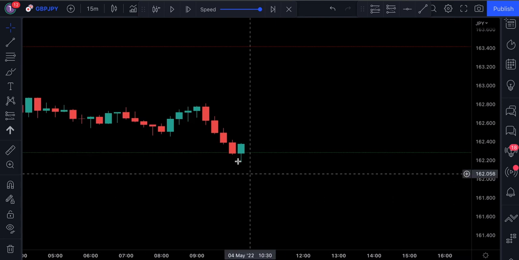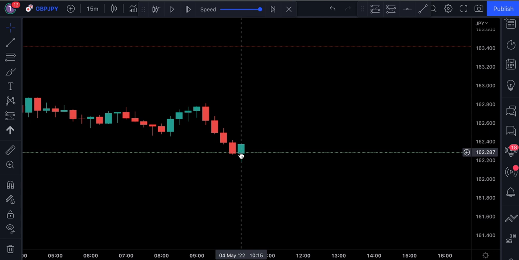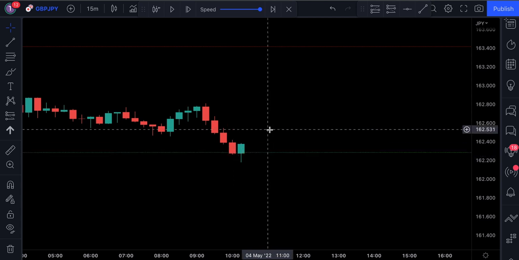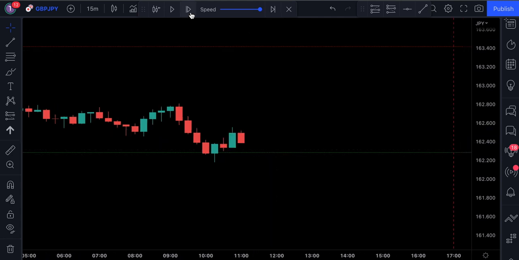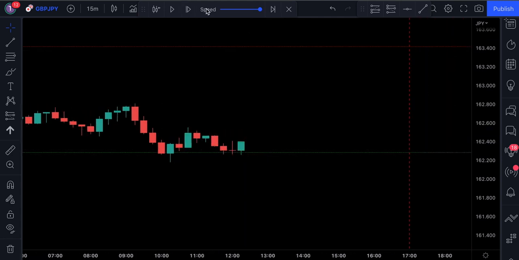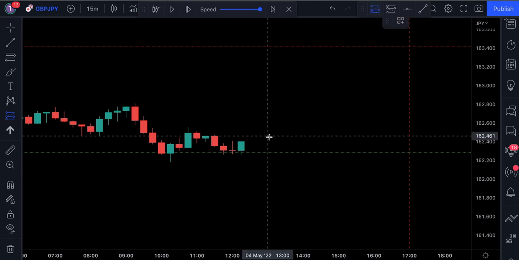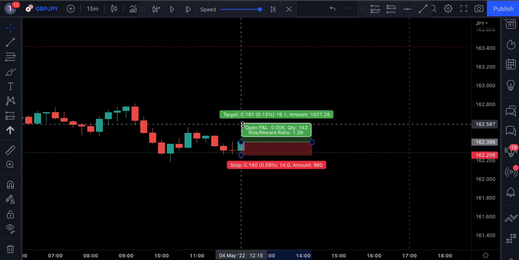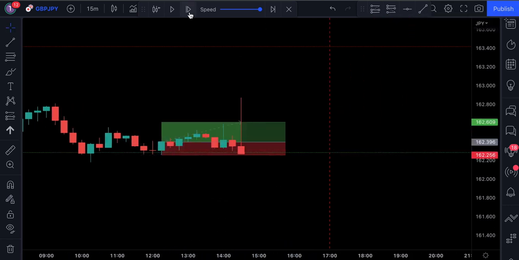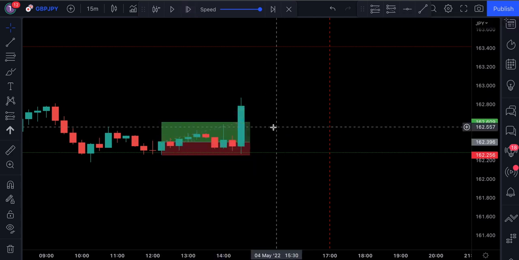So here we see we had a pullback into our support level, but the price did close below it. So in this case, we want the price action to rise and then touch the support level again. Okay, we see it did touch the level of support, and we have a bullish engulfing candlestick. So this means that we can enter a long position. Okay, we see this trade turned out to be successful.